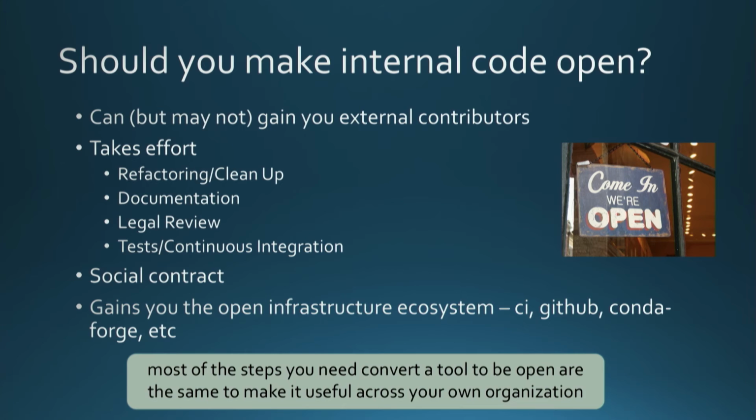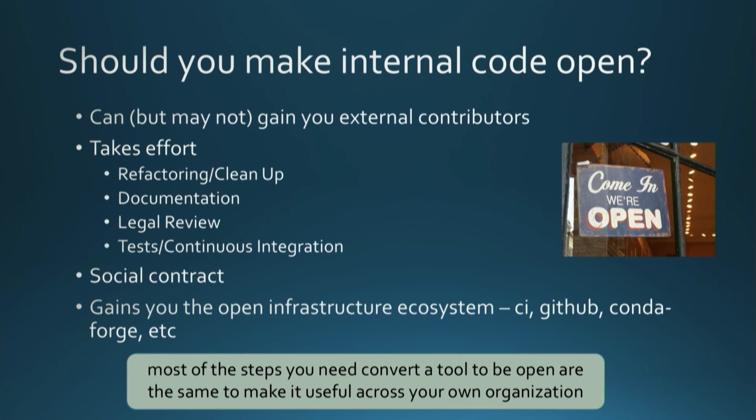Making internal code open takes effort. You might have to refactor and clean out, pull out dependencies that are intertwined with other stuff. You're probably going to have to do some documentation. Where I am, you have to do legal review, make sure you're not putting stuff out that's export restricted. You really need tests and continuous integration, because you get to the next part. If you're actually open sourcing a part of your infrastructure, there's a social contract. You want other people to contribute to it. You want to make it available for other people. They're going to want to do stuff. They're going to expect some level of responsiveness when they ask questions about the code.